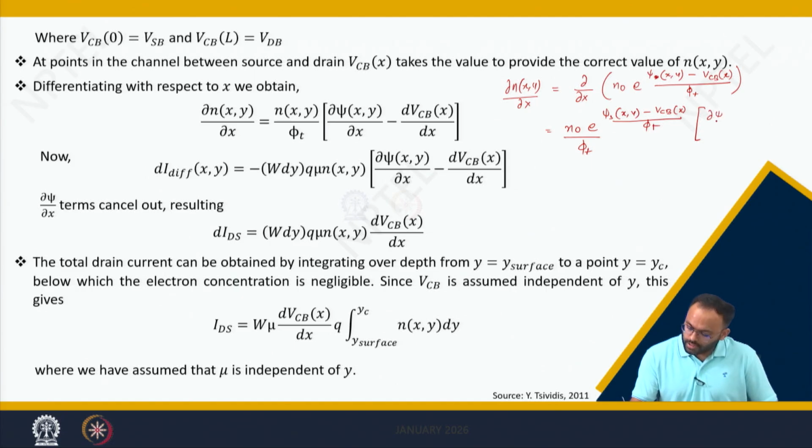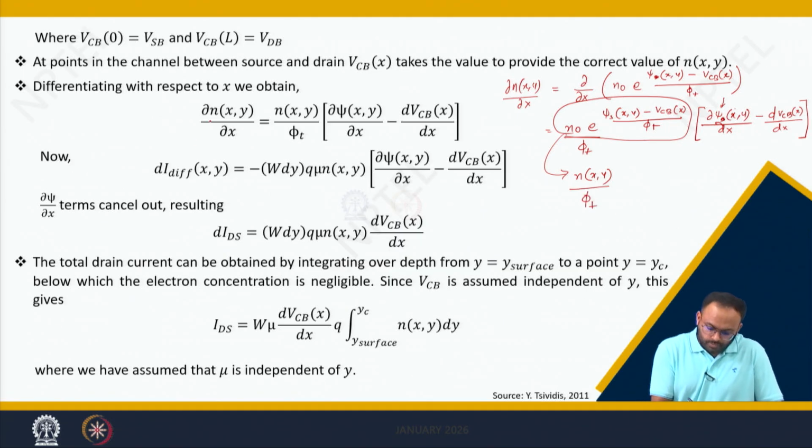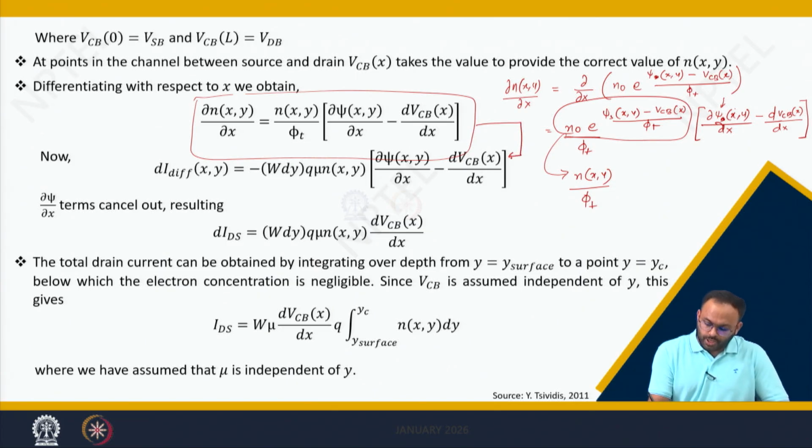So ultimately d psi s by dx, better it's a partial differentiation because now the potential is a function of x and y, but VCB is only a function of x. So we can rewrite this as, here this term is nothing but nxy. That is what you get when you differentiate nxy with respect to x. Now you put this function in the diffusion current equation.